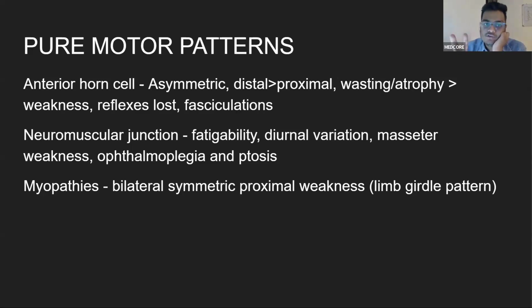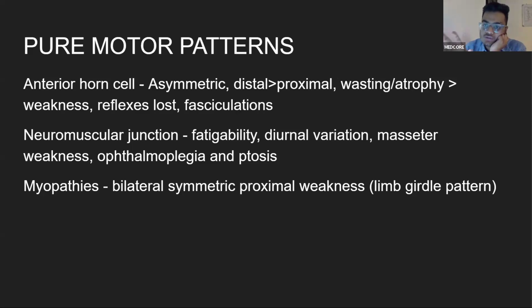Second possibility for a pure motor pattern is a neuromuscular junction disorder, that is myasthenia gravis. The easiest point to demonstrate, particularly in the history, is the fatigability. That is the diurnal variation, the patient having more symptoms in the evening than in the morning. Second thing, you can appreciate ptosis.